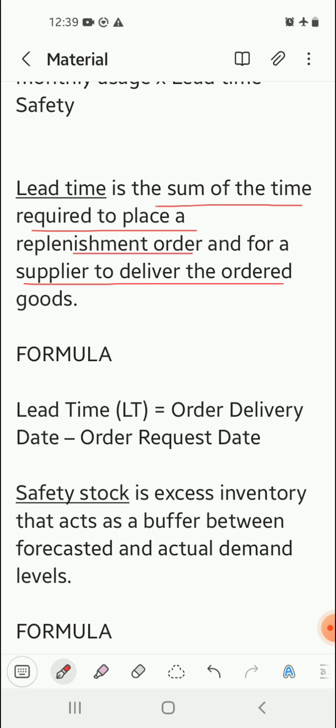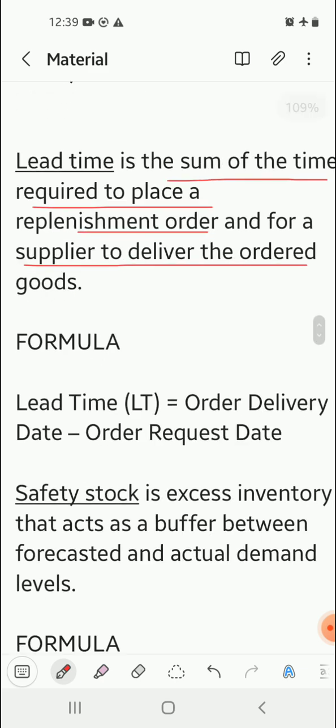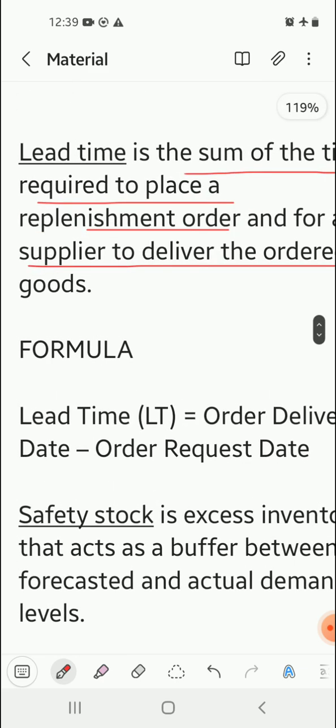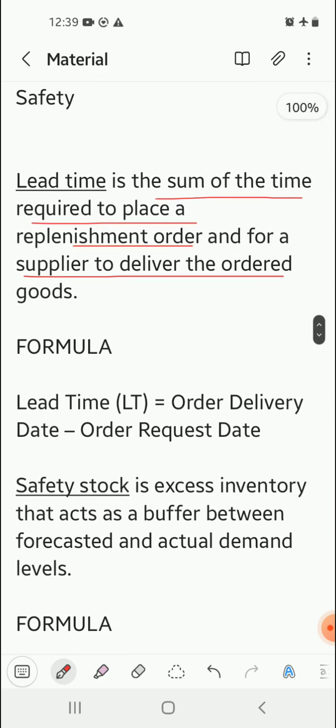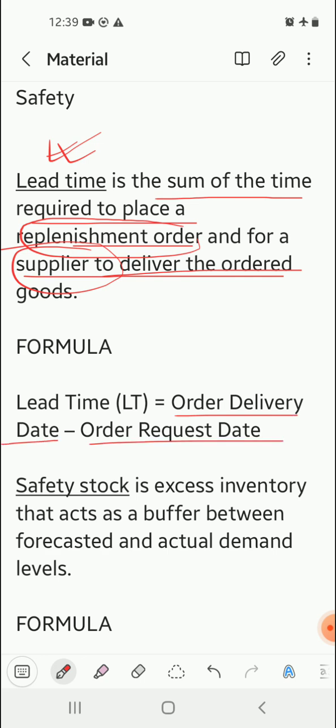We take a certain amount of time to place a new order because we have to see what we need to place order for. So that takes a bit of time. So that is what is the replenishment order time, and the supplier also takes a certain time to understand what he has to deliver. So this is the time that is taken by the supplier. If we add both of them, that is what we call lead time. The formula is simple, that is order delivery date minus the order request date.